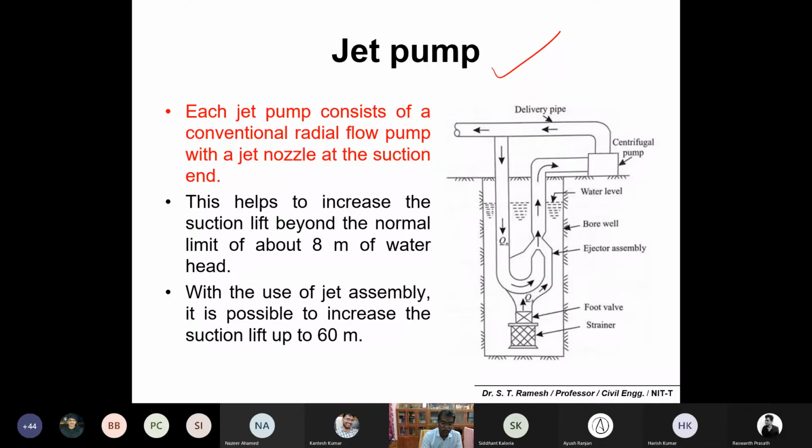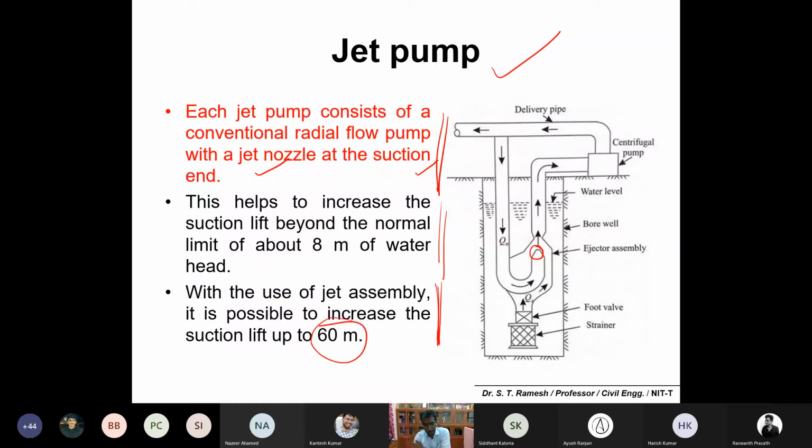Each jet pump consists of a conventional radial flow pump with a jet nozzle at the suction end. This is important, so please make a note of it. Each jet pump consists of a conventional radial flow pump with the jet nozzle at the suction end. Because of this jet nozzle, your suction lift increases to a maximum of 8 meters. If you use a jet assembly, it is also possible to lift the water a maximum of almost 60 meters.